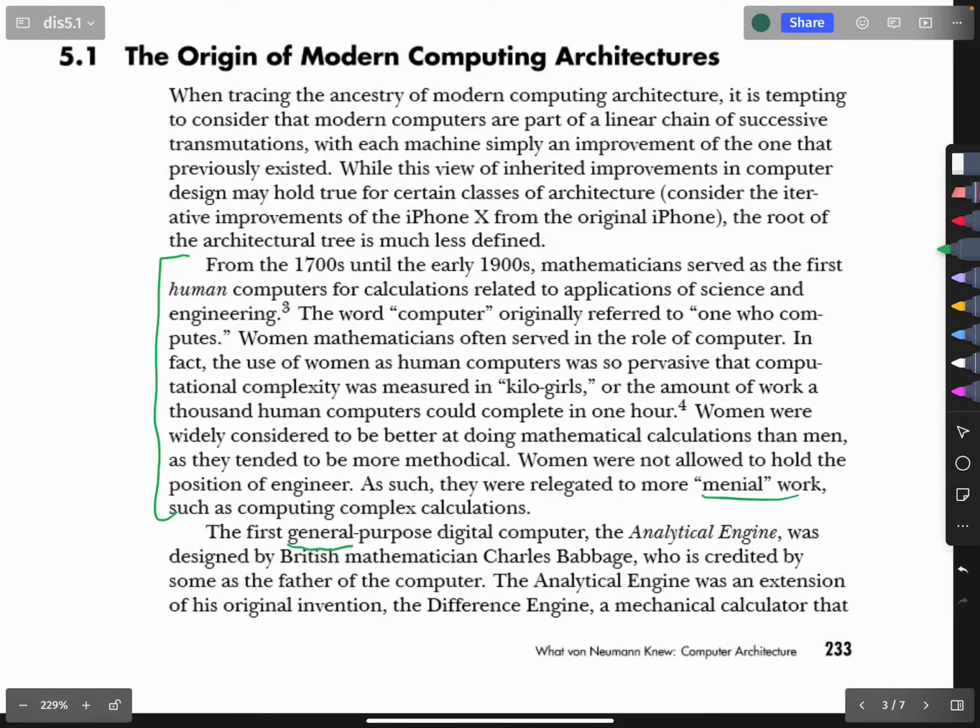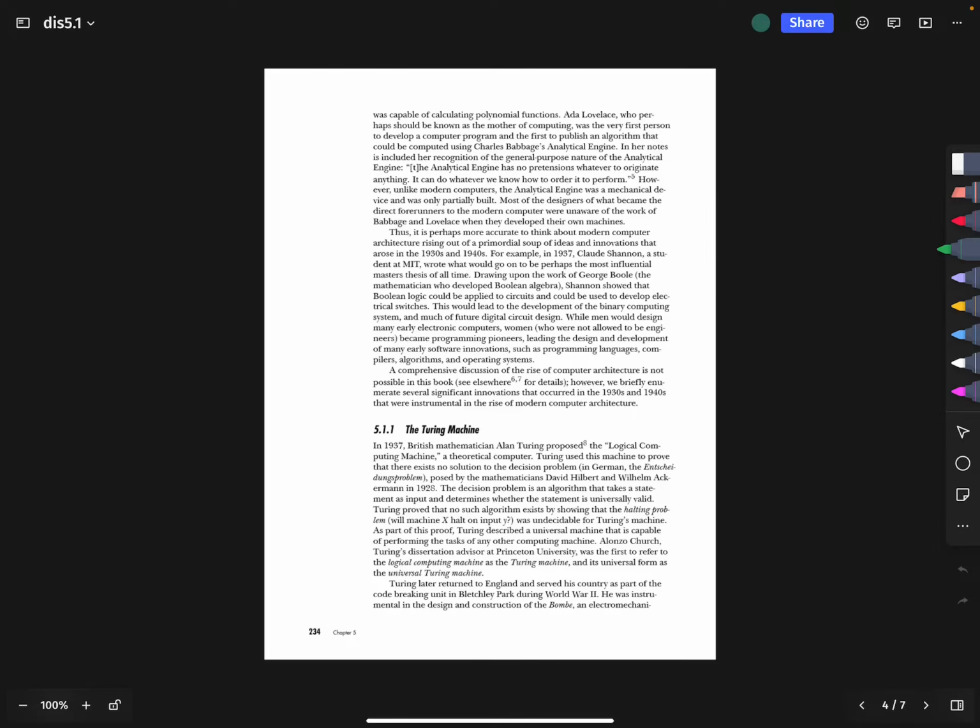The first general-purpose digital computer, the analytical engine, was designed by Charles Babbage. It was an extension of his original invention, the difference engine, a mechanical calculator. If you've never seen these mechanical calculators, I wonder if they have a picture. I guess they don't have a picture of one here, but they are a very interesting thing.